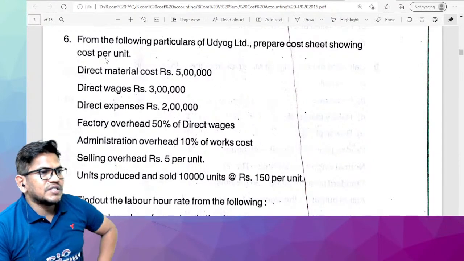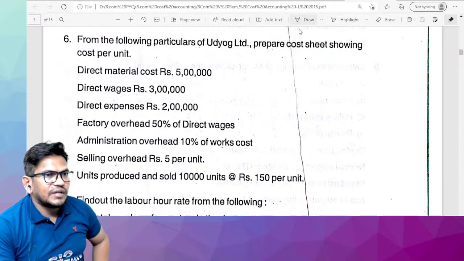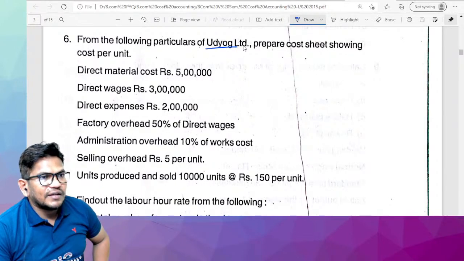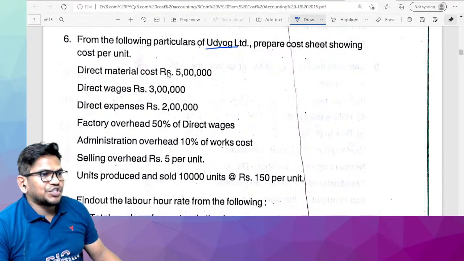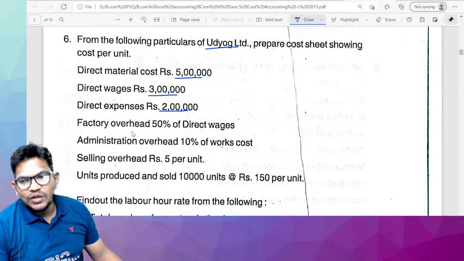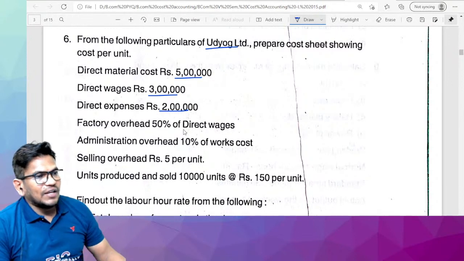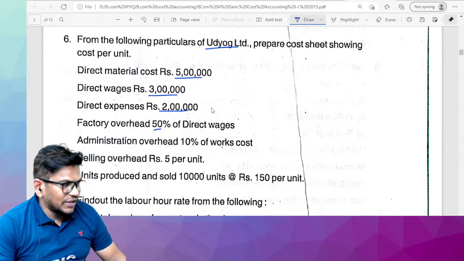Okay, here is question number 1. From the following particulars of Udyog Limited, prepare the cost sheet. Very simple. Direct material they have given. Direct wages is there. Direct expenses we have. Factory overhead we have. Factory overhead is 50% of direct wages.